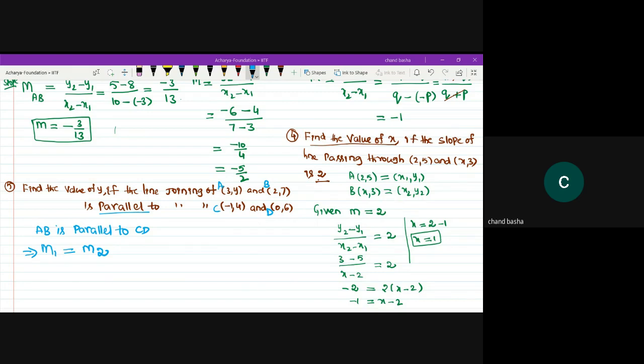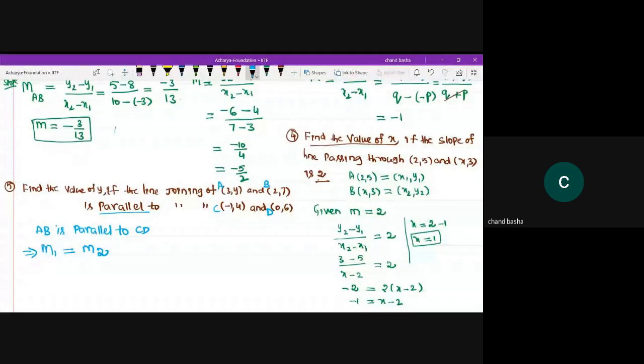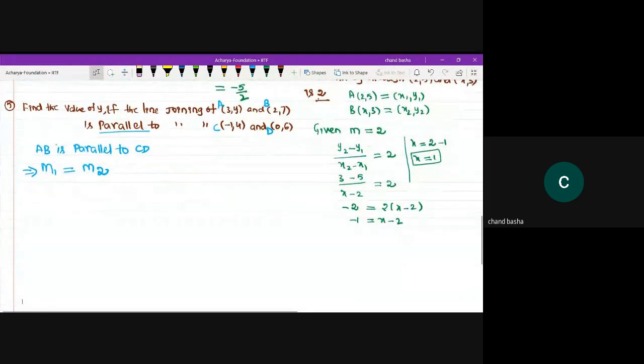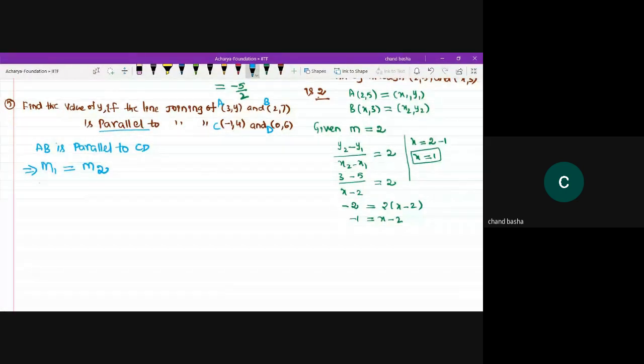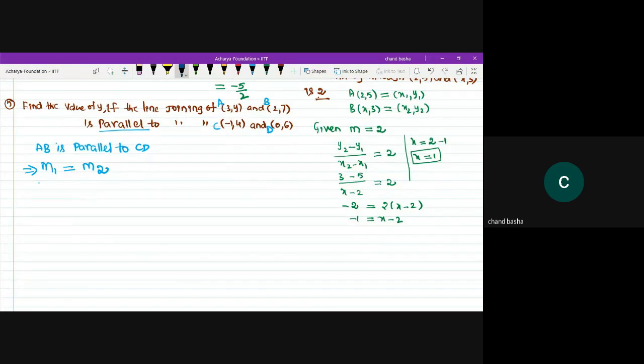Very good, guys. It is also a simple question, but the question is different. See how he has given and what he is asking. Parallel means I'm going to take M1. M1 means clearly it is difference of y coordinates over difference of x coordinates. That is important for us. Y2 minus y1 divided by x2 minus x1. First y coordinates means 7 minus y divided by 2 minus 3.